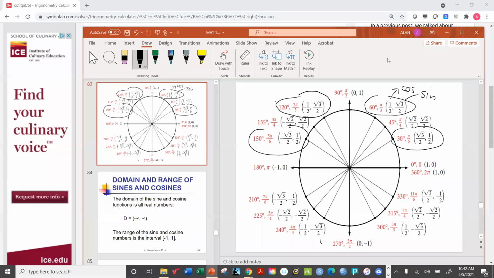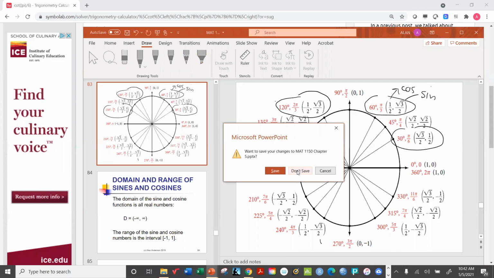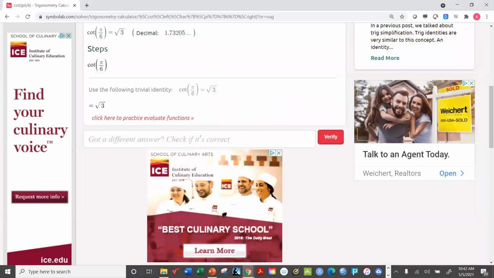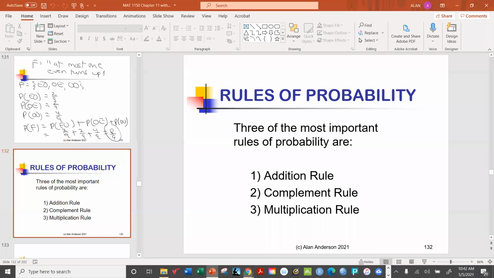All right, we don't need this chapter anymore. Let's get rid of it. And I don't think we need Symbolab. So let's go right back to 11.